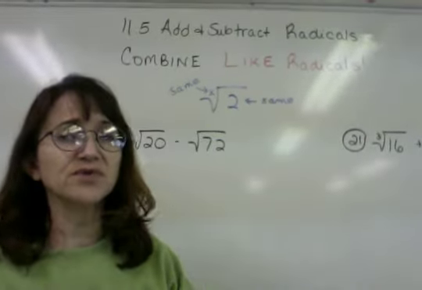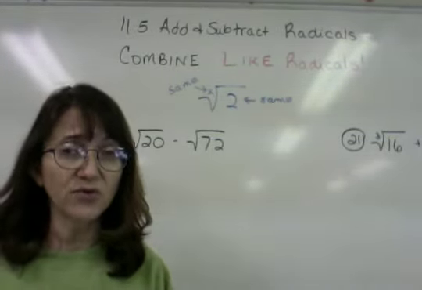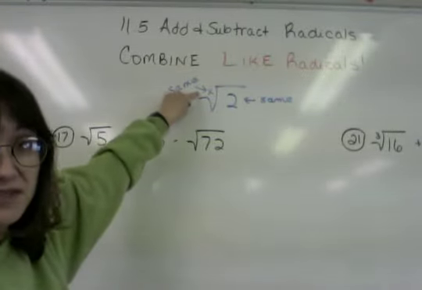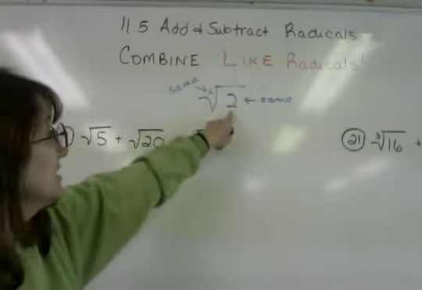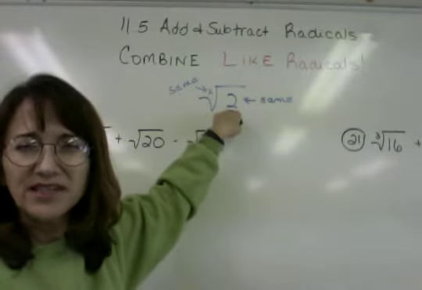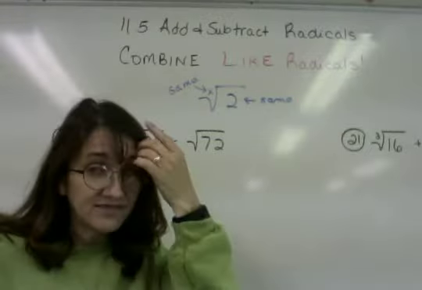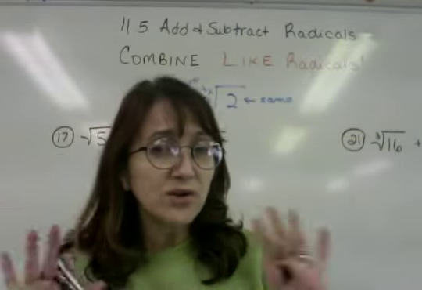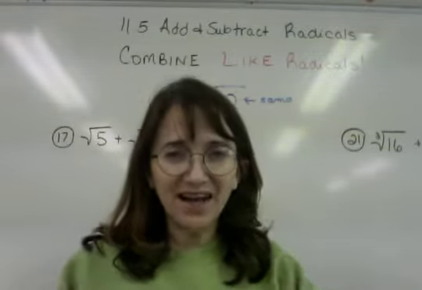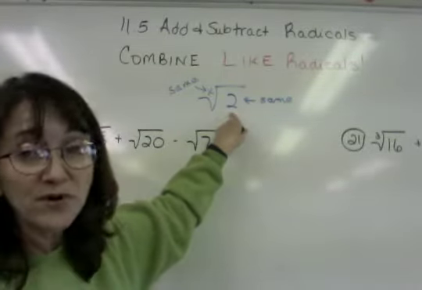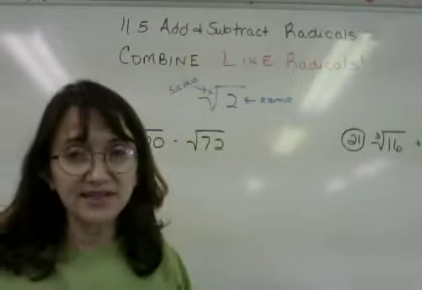Whoa, way too close. And when I say like radicals, what does that mean? That means my index number has to be the same, and my radicand, or the number underneath the radical sign, has to be the same. Those two things have to take place in order for me to be able to add and subtract those radicals. This number has to be the same.